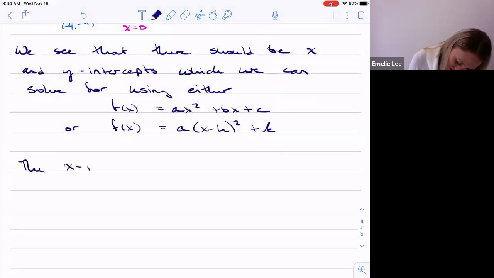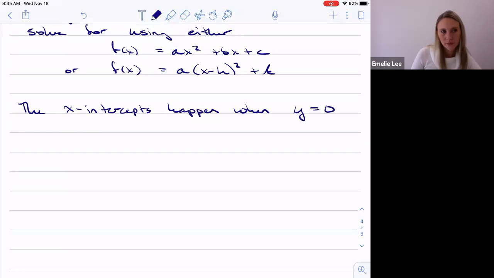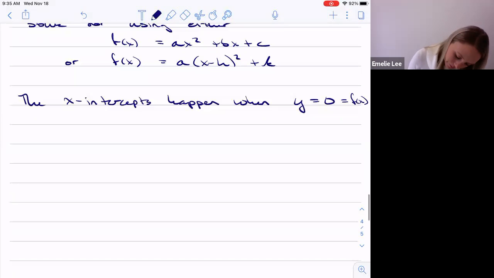The x-intercepts happen when y is 0, right? Remember, y is used interchangeably with f of x. So here we have f of x, which is really y. Y equals ax squared plus bx plus c. So we're forcing this to be equal to 0.